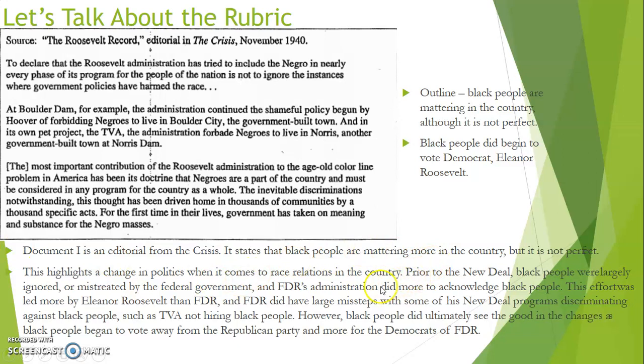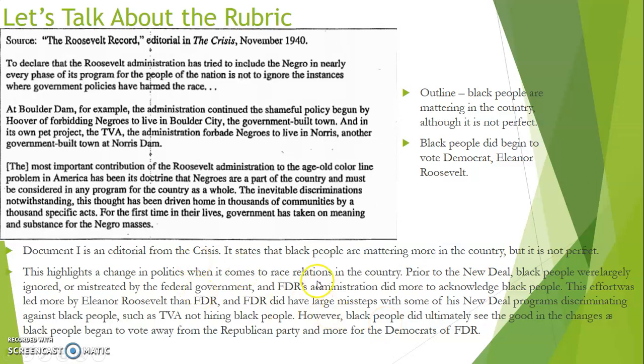Prior to the New Deal, black people were largely ignored or mistreated by the federal government, and FDR's administration did more to acknowledge black people. This effort was led more by Eleanor Roosevelt than FDR, and FDR did have large missteps with some of his New Deal programs discriminating against black people, such as the TVA not hiring black people. However, black people did ultimately see the good in the changes as black people began to vote away from the Republican Party and more towards the Democrats of FDR.